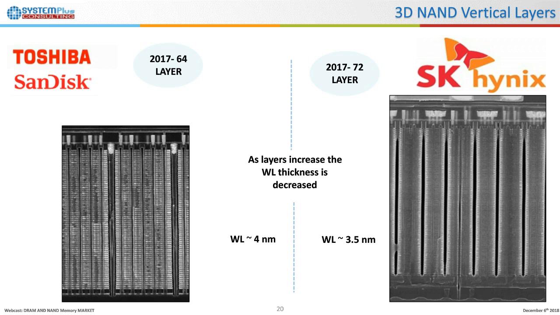Different strategies have been taken by the different manufacturers to decrease the manufacturing complexity. As we can see here, we have the 64 layer from Toshiba. For the word line, they had 4 nanometers, as SK Hynix has 72 layers. As you increase the layers, the word line decreases. So one of the strategies for moving forward is the different manufacturers moving from TLC to QLC in order to fit more data per memory cell.